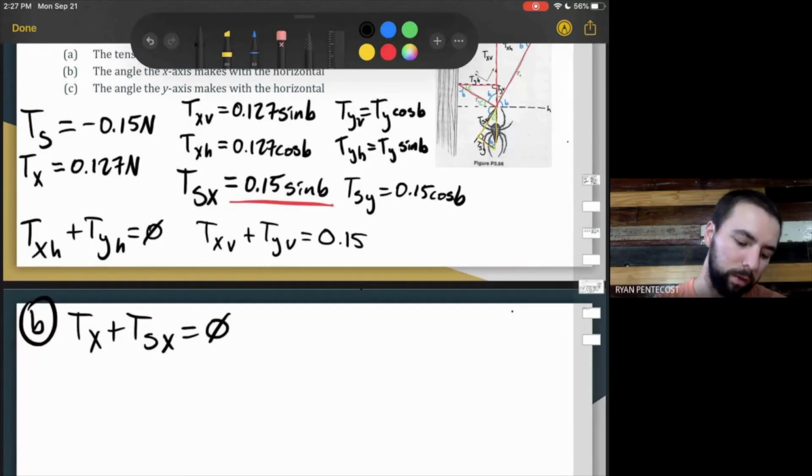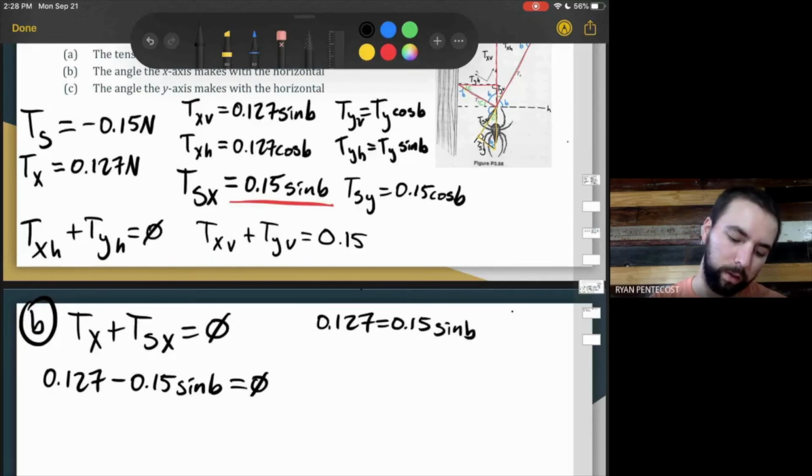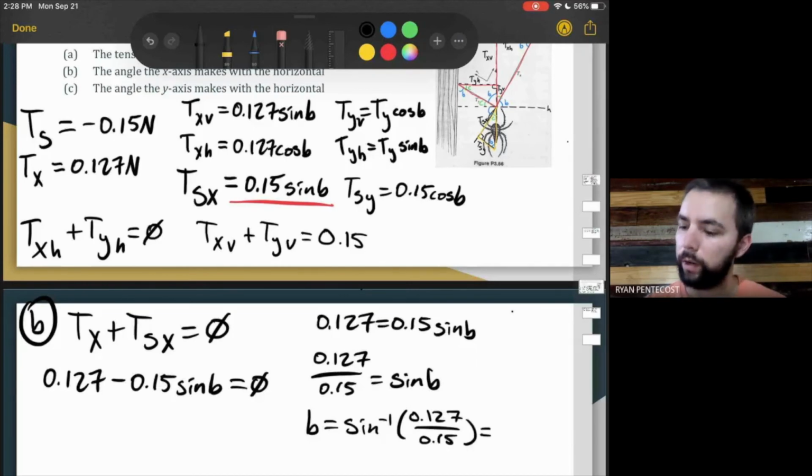So we have tension in the x, 0.127. The tension of the spider in the x is in the opposite direction, right? So that would be minus 0.15 sine B. That must equal 0. So let's solve for sine B. So we'll add that over. 0.127 equals 0.15 sine of B. Then we take that, divide it. Then you have sine of B. If you want to solve it, take the sine inverse. Divided by 0.15. Plug that into your calculator, you get 57.9 degrees.